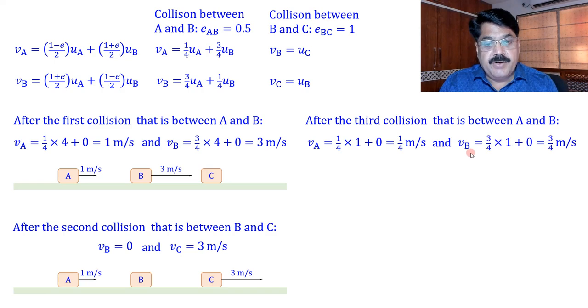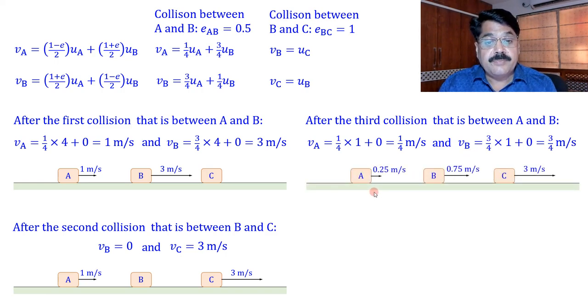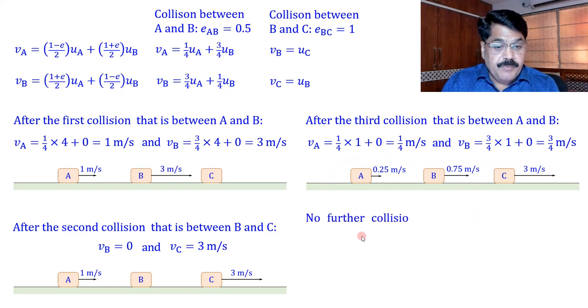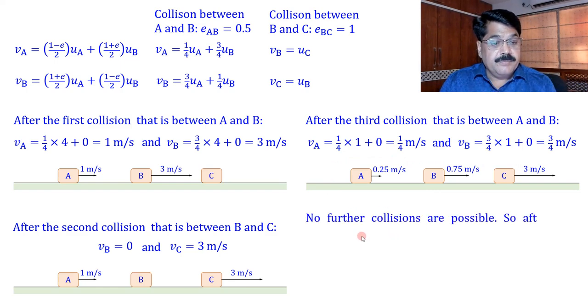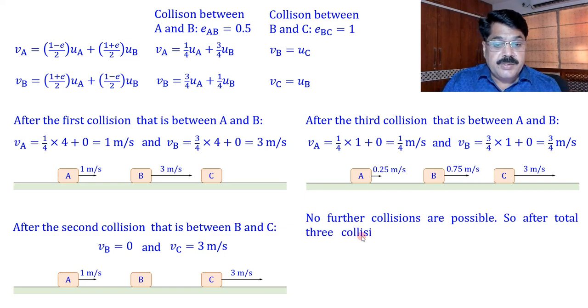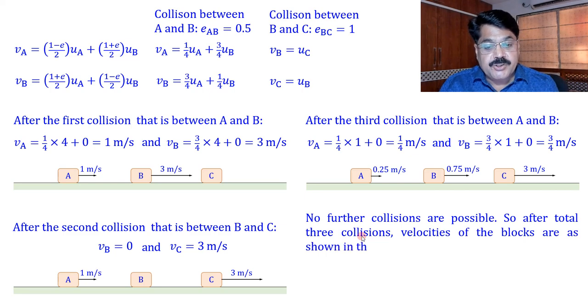Now we show all these velocities and let us see whether further collisions are possible or not. 0.25, 0.75 and 3. Now you can see no further collisions are possible. So after a total of 3 collisions, the velocities of the blocks are as shown in the figure.